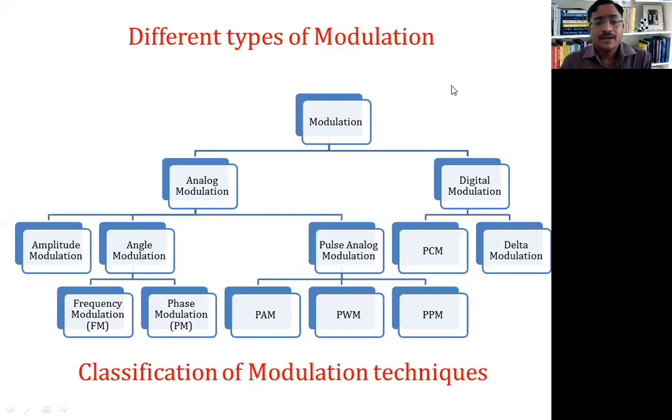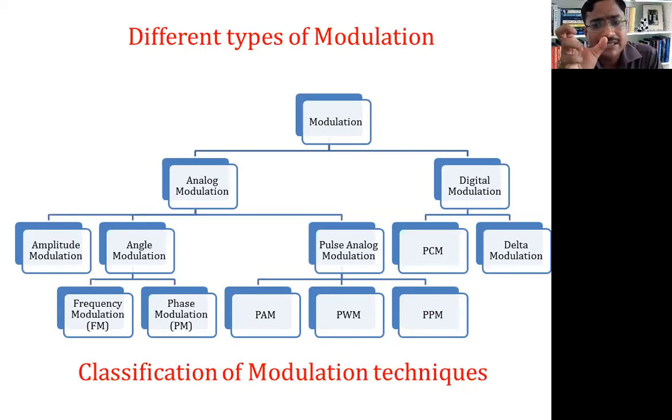Now, different types of modulation. What are different types of modulations? As we have two types of waves, analog wave and digital wave. When we have a modulation that is of analog wave, we call it an analog modulation. And if we have a modulation that is due to the digital wave, we call it a digital modulation.